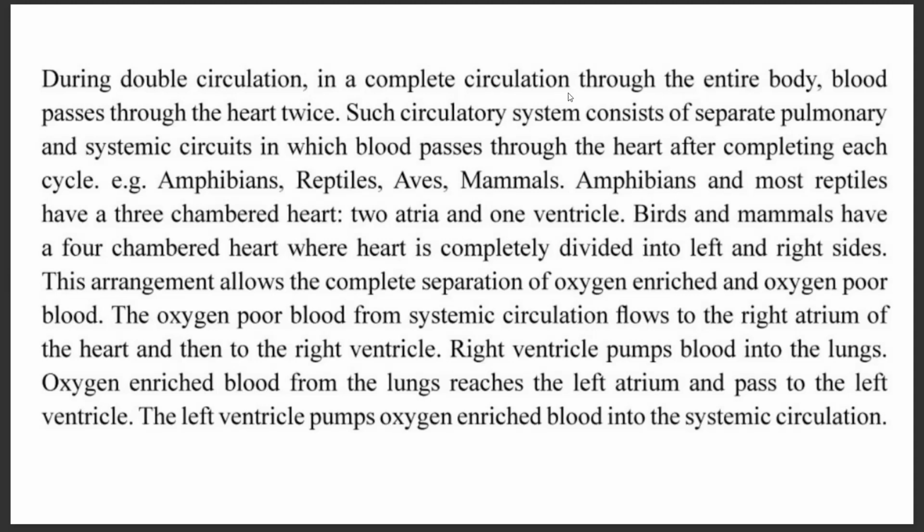Birds and mammals have a four-chambered heart, where the heart is completely divided into left and right sides. This arrangement allows the complete separation of oxygen-enriched and oxygen-poor blood. The oxygen-poor blood from systemic circulation flows to the right atrium of the heart and then to the right ventricle. The right ventricle pumps blood into the lungs. Oxygen-enriched blood from the lungs reaches the left atrium and passes to the left ventricle. The left ventricle pumps oxygen-enriched blood into the systemic circulation.